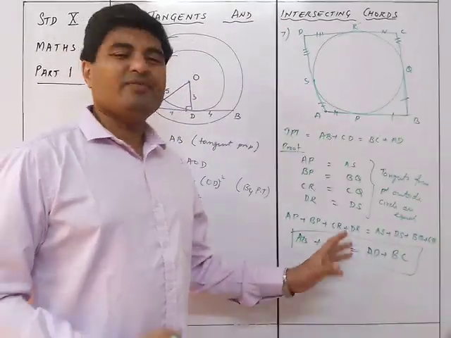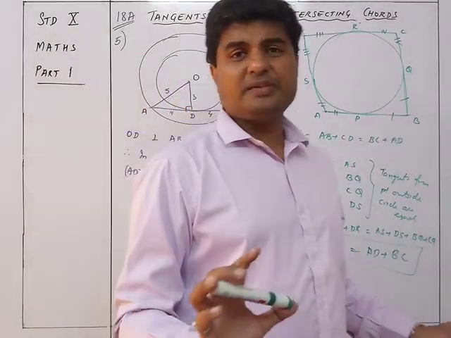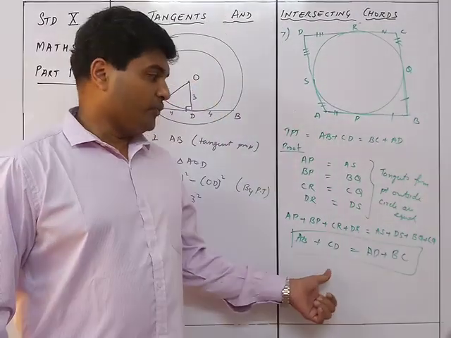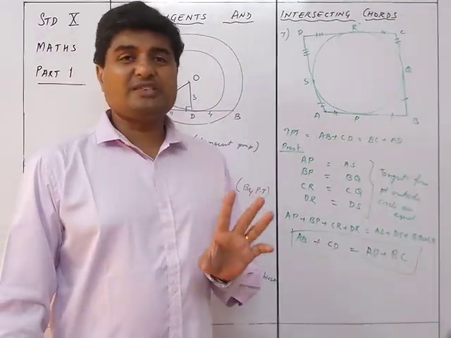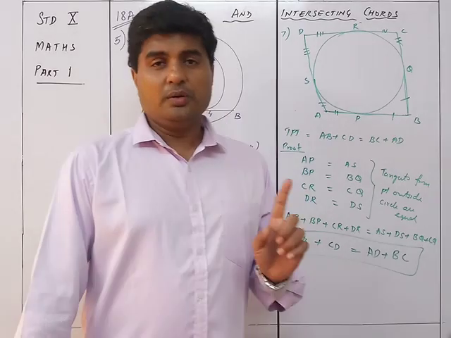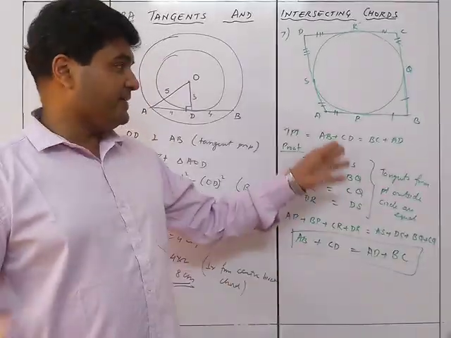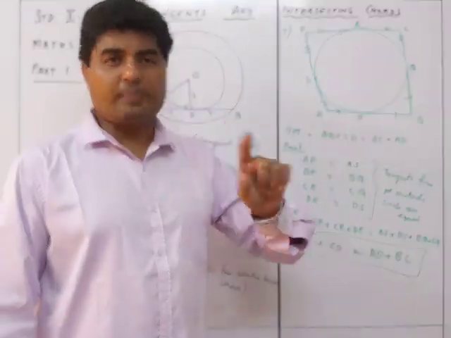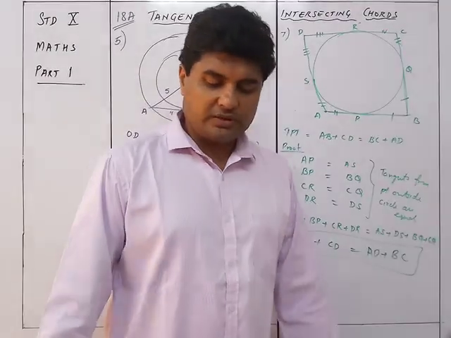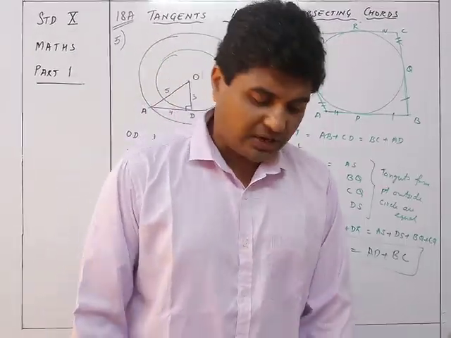Okay, so you can see it is a very simple sum. Even though it is a proof sum, it is still very easy. So such sums can be asked, so be prepared for that. So this is very easy. You're just going to use one single property that the tangents drawn from a point outside the circle are equal.